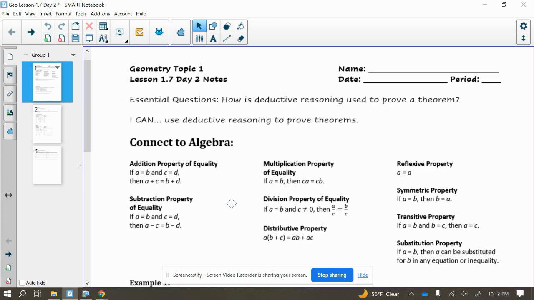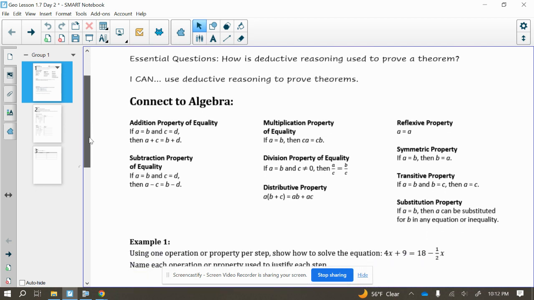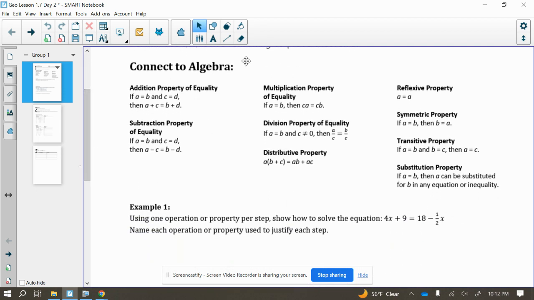Everyone, and welcome to lesson 1.7, day 2. Today we are going to talk about writing two-column proofs, but we're going to connect it with using algebra. So you see here with algebra, we have been doing a lot this semester already with solving equations, and when we've done so, we've used things like the addition property, subtraction, multiplication, division, and distribution to solve these things.